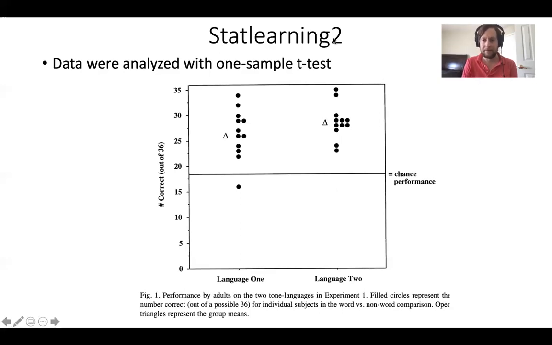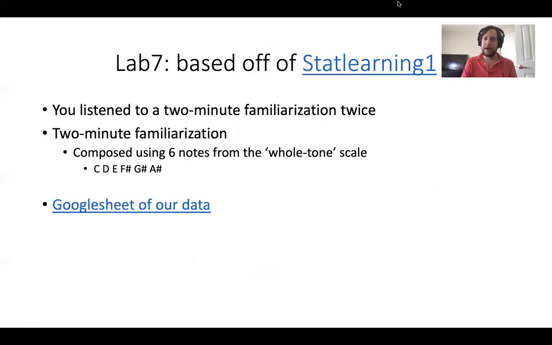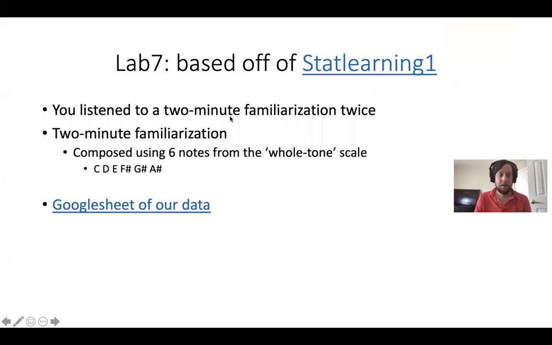And then they found the same thing for language 2, as I said. These two studies found basically the same pattern of results. The adults could figure out what was a tone word and what was not a tone word during the test trials. So that leads us to lab 7. The exact same thing, almost, I don't want to say the exact same thing. There were a couple small differences compared to Stat Learning 2, but basically for lab 7, I replicated as closely as possible for us the stimuli and the task that was performed in Stat Learning 2.